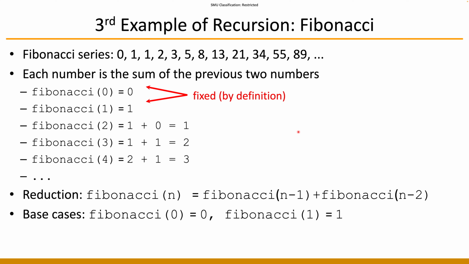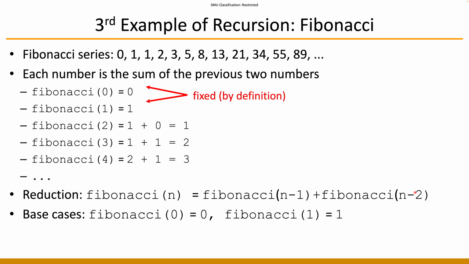So the rule is actually very simple. This is one of the cases where you can have more than one base case. For Fibonacci 0 and Fibonacci 1, you simply return 0 and 1. But for any value that's greater than that, you see the reduction case down here, your Fibonacci n will be the summation of n minus 1 and n minus 2.